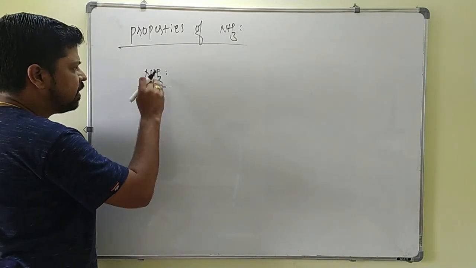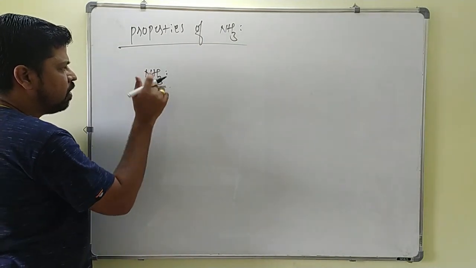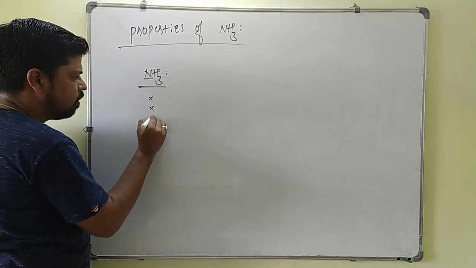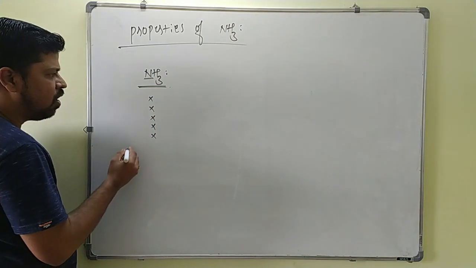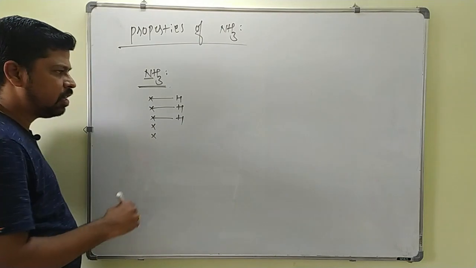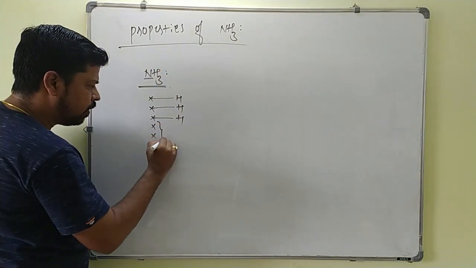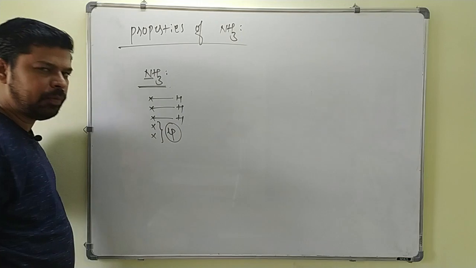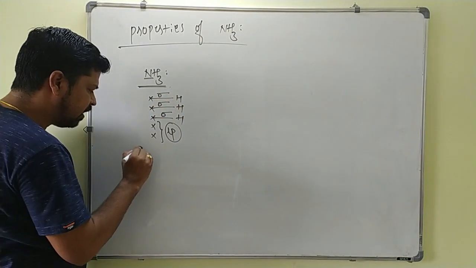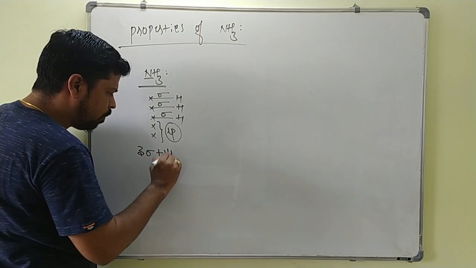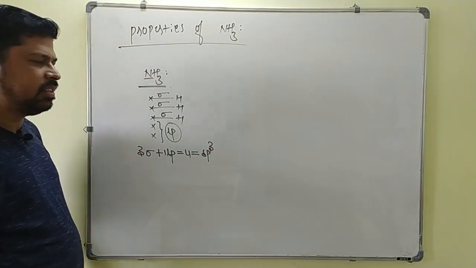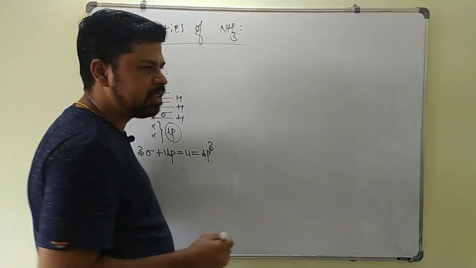So in the case of the ammonia molecule, nitrogen is the central atom. Since it belongs to group 15, 5 valence electrons are there in the nitrogen. Out of the 5 valence electrons, 3 electrons are utilized for bond formation with the 3 hydrogen atoms, and the remaining 2 electrons are available as a lone pair of electrons. That's why this molecule, ammonia, has 3 sigma bonds plus 1 lone pair of electrons. Total is 4, which means it has sp3 hybridization.